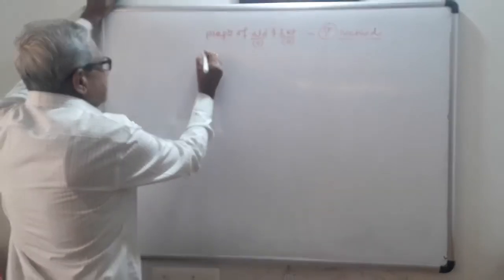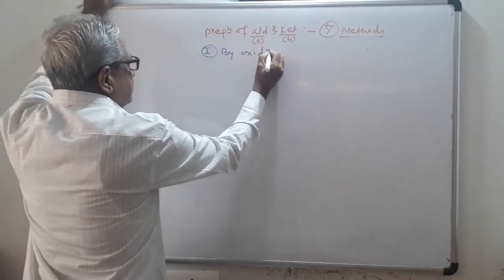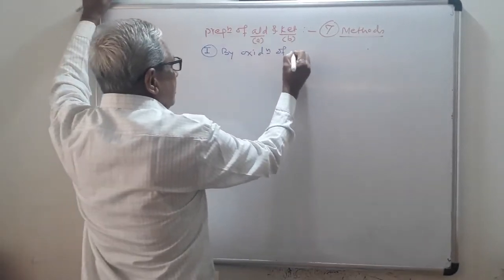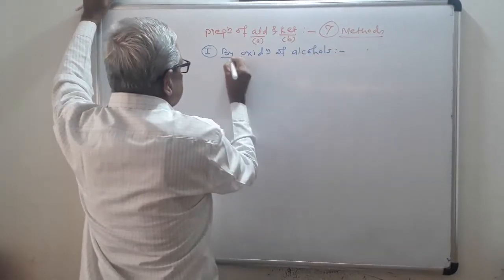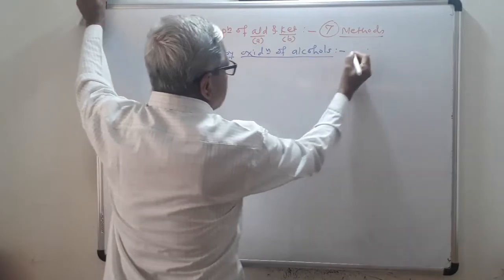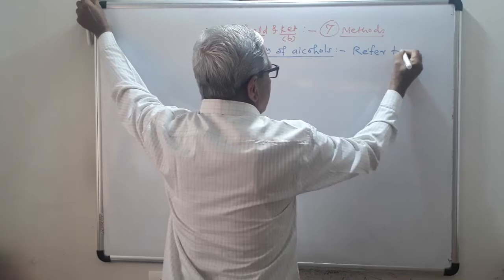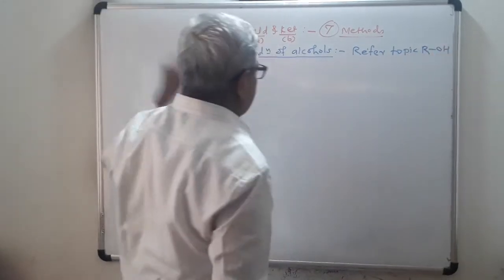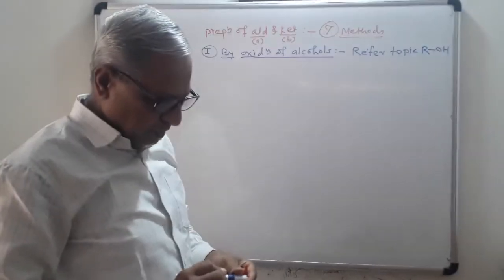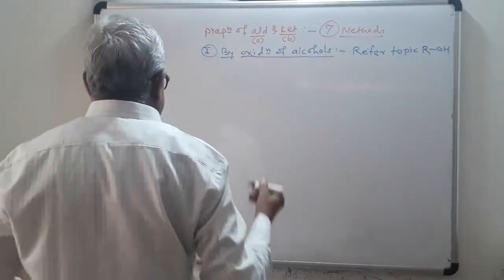The first method is by oxidation of alcohols. This is the first method. Actually, we learn this reaction in the topic alcohol, which has general formula ROH, under the title oxidation of alcohol. So I will directly set the objective question here.